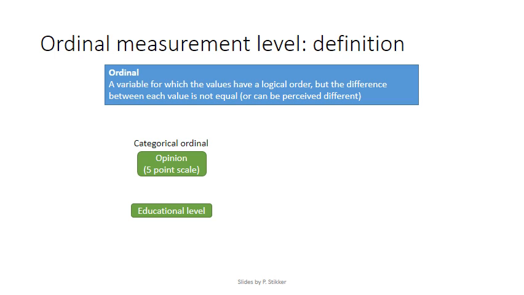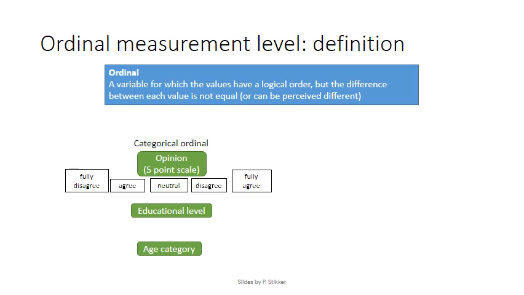Now, the first three variables that I highlighted were opinion, educational level, and age category, and I would call these categorical ordinal because they still have clear categories. For the opinion scale, this could be fully disagree to fully agree. And if you look carefully here, agree and disagree are in a strange position. It's a little bit odd like this, so we would normally flip these two around, so it nicely goes fully disagree, disagree, neutral, agree, or fully agree. This makes it ordinal because there is a logical order of the possible values.